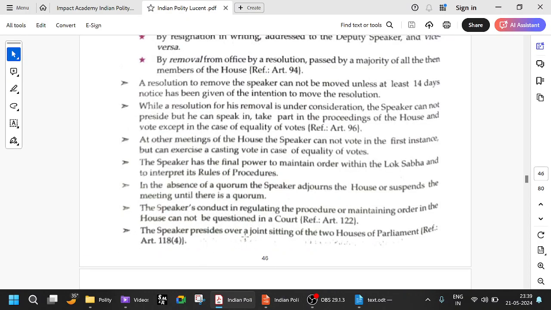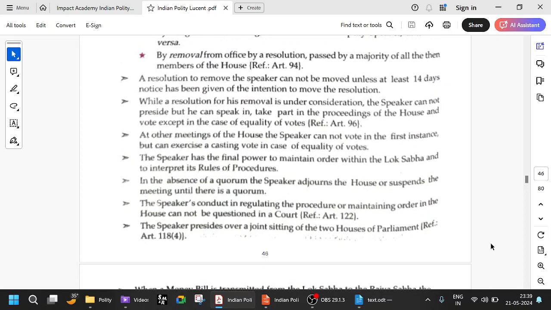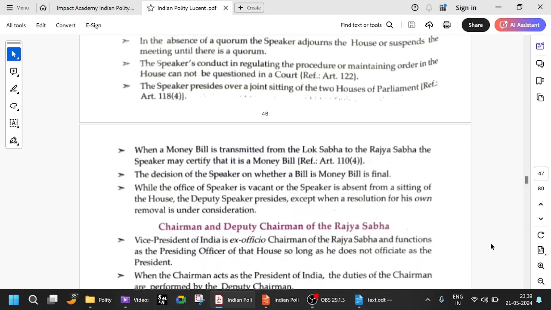The Speaker presides over a joint sitting of the two Houses of Parliament. If there is a joint sitting of the two Houses, the Rajya Sabha Chairman does not preside over the joint sitting. The Speaker presides over the joint sitting. So, in a way, the Speaker has more powers. When a money bill is transmitted from the Lok Sabha to the Rajya Sabha, the Speaker may certify that it is a money bill, because if he certifies it as a money bill, then the Rajya Sabha will not have any powers.